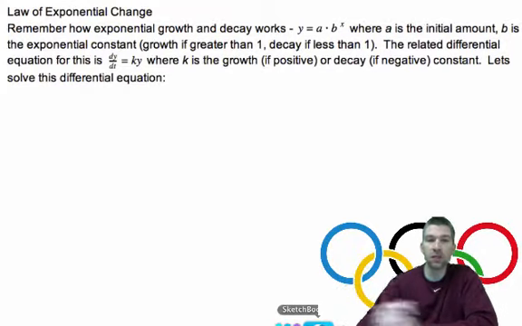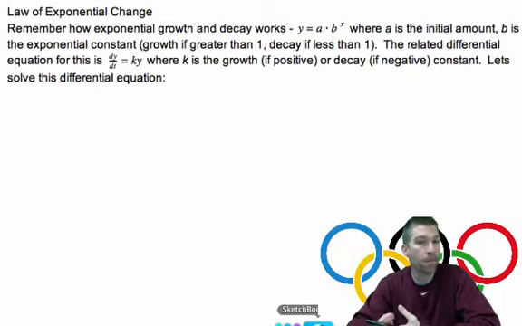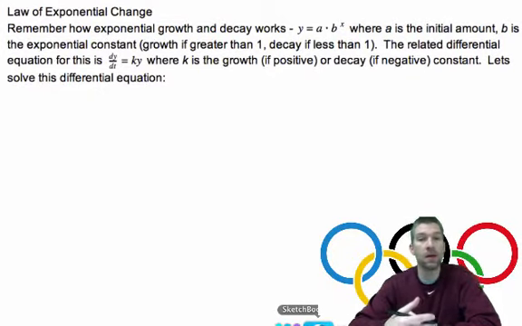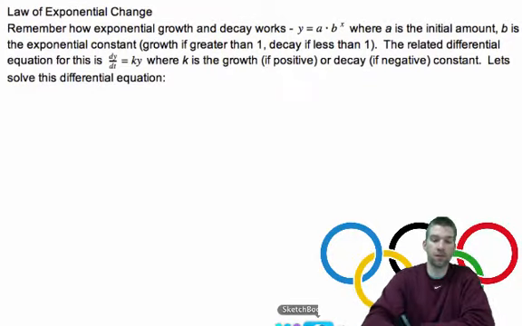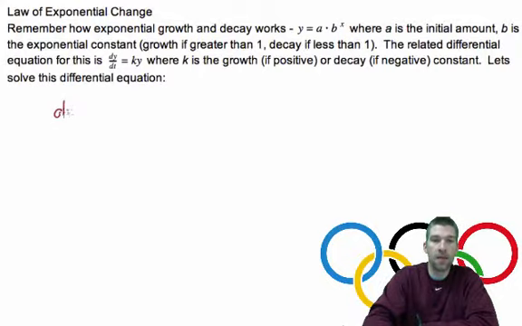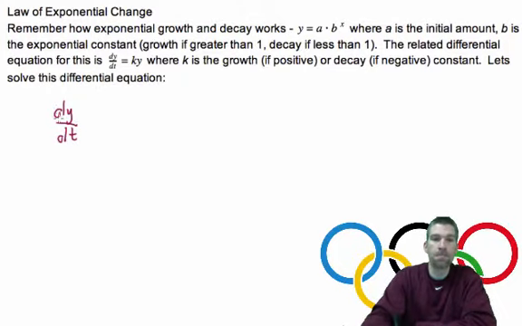And the related differential equation for this is dy dt, the change in y over the change in time, equals k times y, okay? And this is where k is growth or decay. So let's solve out this differential equation. And this is going to require a little bit of a leap of faith from some of you guys. Kind of follow along here, and if you don't understand everything that's going on right away, that's all right. It will start to make sense as we work through some of these problems.